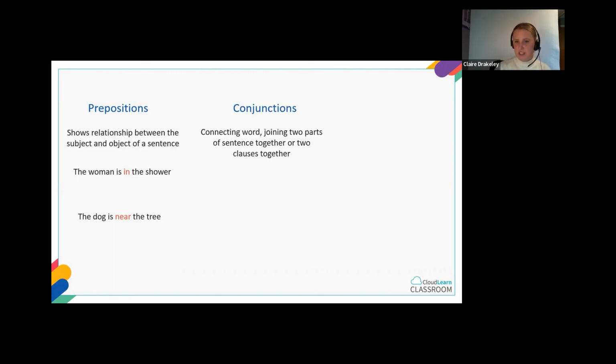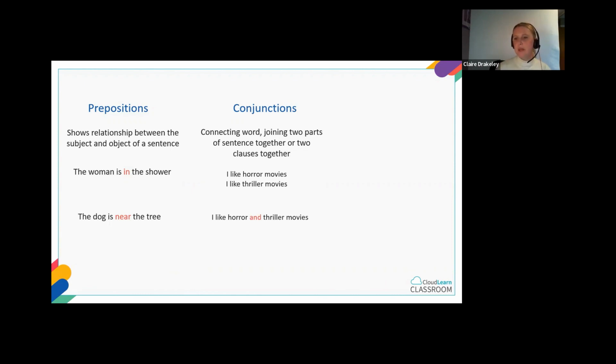Conjunctions are similar to prepositions in that they join different parts of a sentence together. They are connecting words. They can join 2 parts of a sentence together, or they can join 2 clauses together. For example, the sentences, I like horror movies and I like thriller movies, can be joined together to read, I like horror and thriller movies, using the conjunction and.